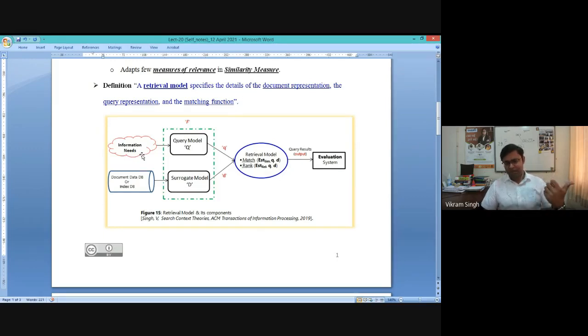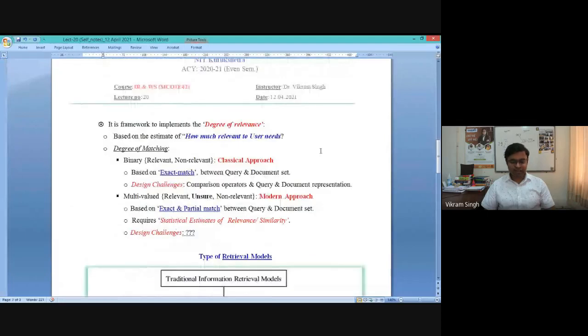So you can always have a new approach to capture the information needs. You can always have a new approach to capture the document data, the database or index database. You can always have new components or new system arrangements within the evaluation systems. You can have these things in any shape in these components. But if you want to design this retrieval model, you should always take care of the representation of query and data, and then matching and its compatibility with the matching and ranking algorithm, right? That's the bottom line.